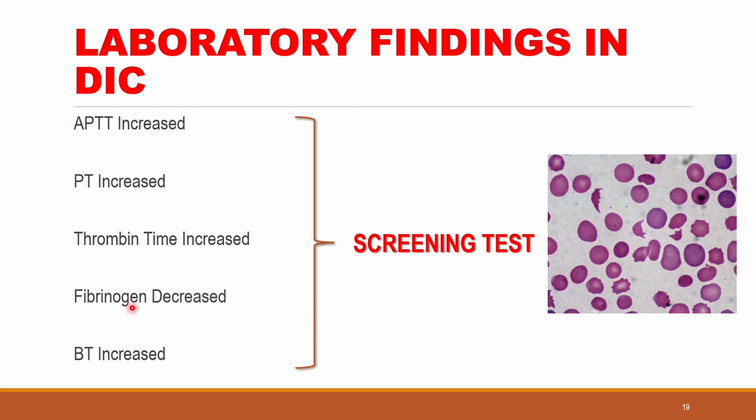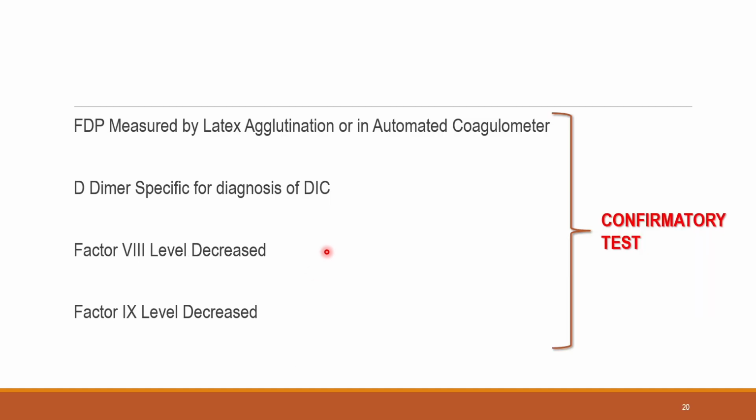If this screening test is abnormal, then it could be DIC, and you need to do a confirmatory test for DIC detection, and that is fibrin degradation product and D-dimer. So what is fibrin degradation product and D-dimer? The fibrinolytic system will degrade the fibrinogen as well as fibrin. So that is known by the name fibrin degradation product.